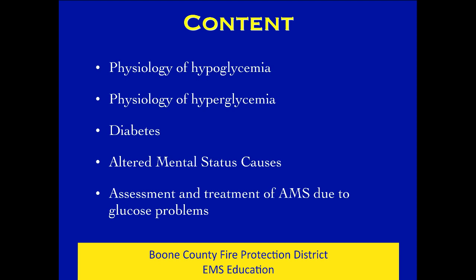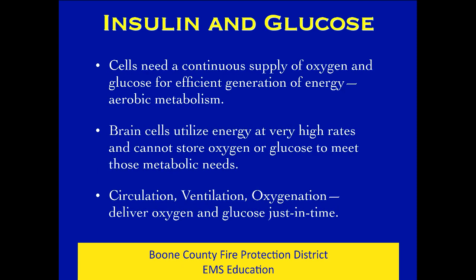Content of this presentation, pretty simple outline, some physiology stuff. We're going to talk about the disease of diabetes, and then talk about altered mental status in general, and how do you assess and treat altered mental status, particularly related to glucose. And we'll have subsequent lessons on the other causes of altered mental status. So what's the deal with insulin and glucose?